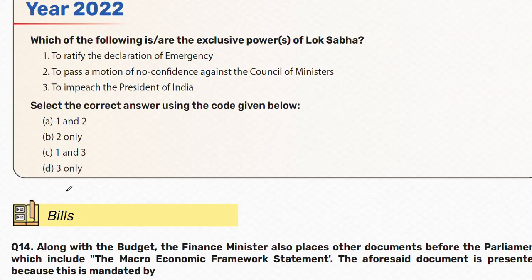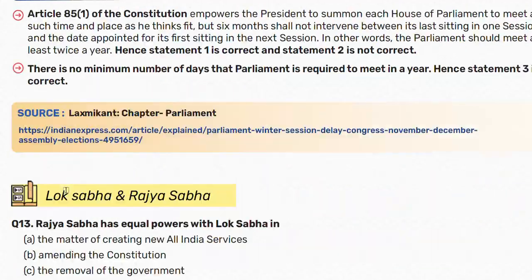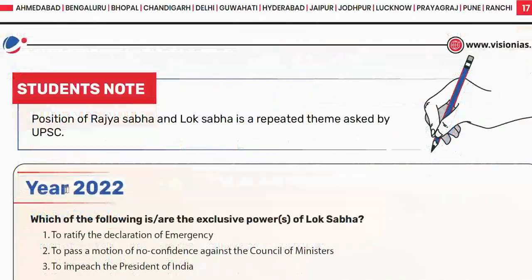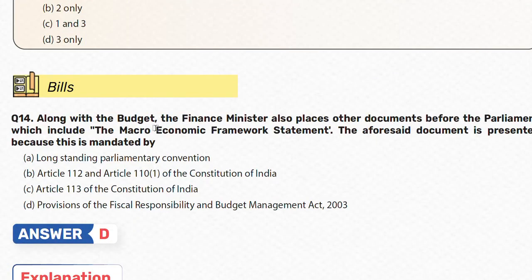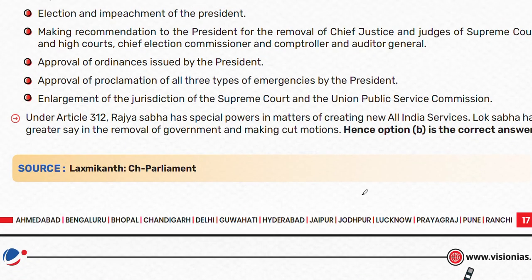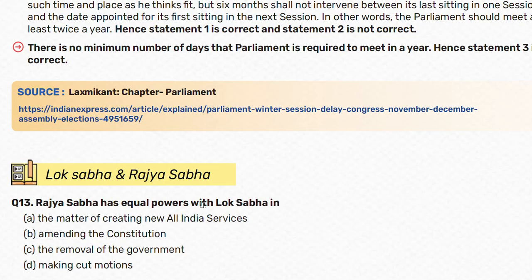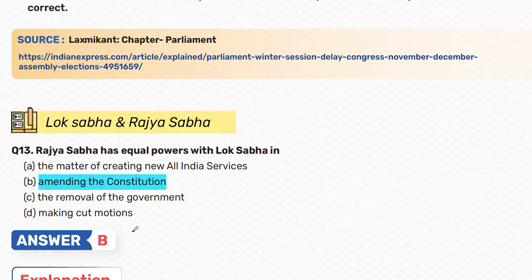Now, question number 14. I think we have done all the questions. Just a minute. Question number 14. Along with the budget, the finance minister also places other documents with Parliament, which include the macroeconomic framework statement and the documents related to the FRBM Act, the Fiscal Responsibility and Budget Management Act. So D is the correct answer. Now moving to the next question. Rajya Sabha has equal powers with the Lok Sabha in matters of amending the Constitution. Okay, so B is the correct answer.